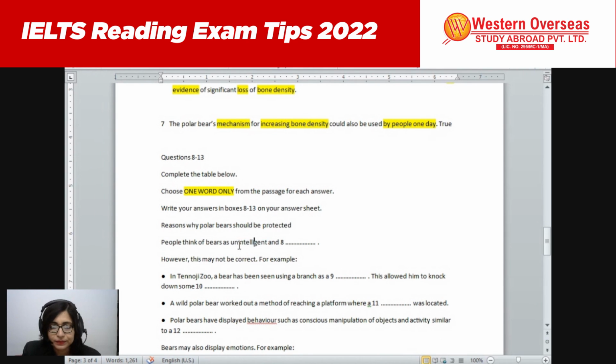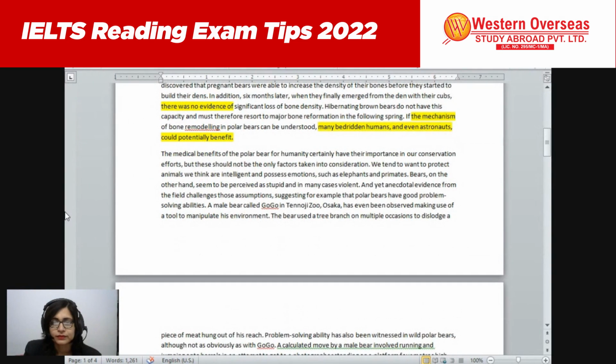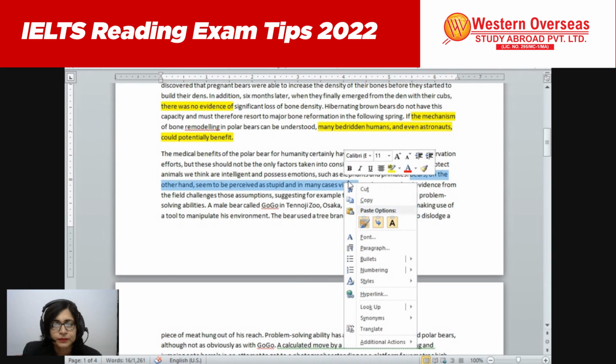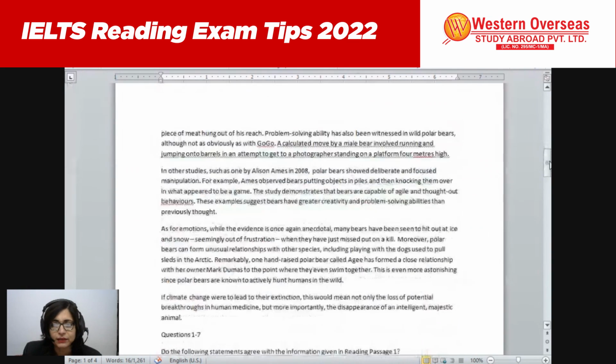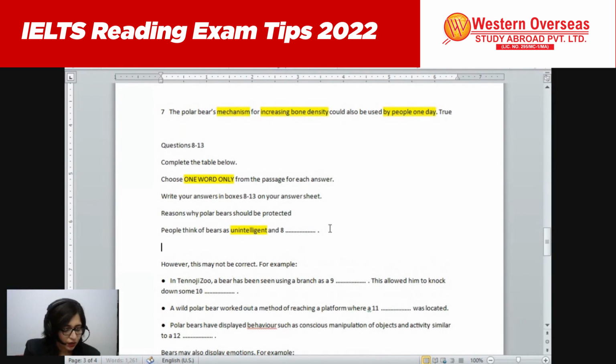One is given. See, unintelligent. One adjective is given. I have to check for another adjective. Unintelligent, one is given already. I have to find out another. Yes, very nice. If you check, candidates, here it is given in this line. I'm taking the same line for you all and requesting you to please check.